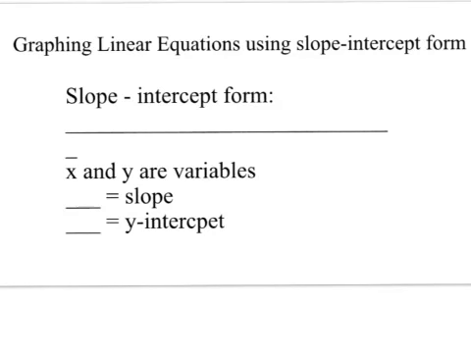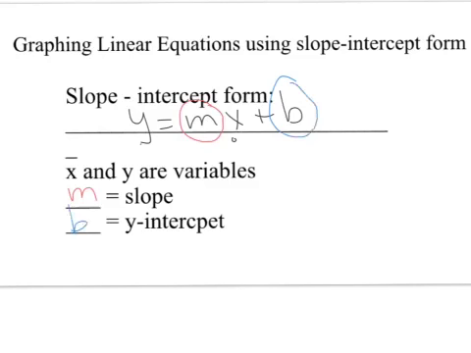Today we're going to graph linear equations using the slope-intercept form. So first off, slope-intercept form is an equation that's in the form y equals mx plus b. And when you look at this form, x and y are going to be variables, and m, the number in front of x when it's solved for y, stands for your slope, and b, the number that you're adding at the end once it's solved for y, stands for your y-intercept.